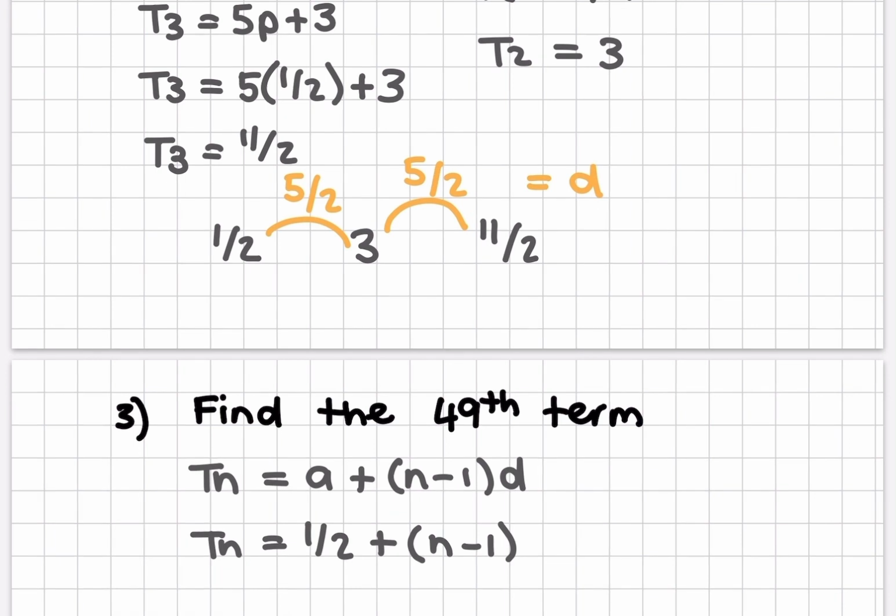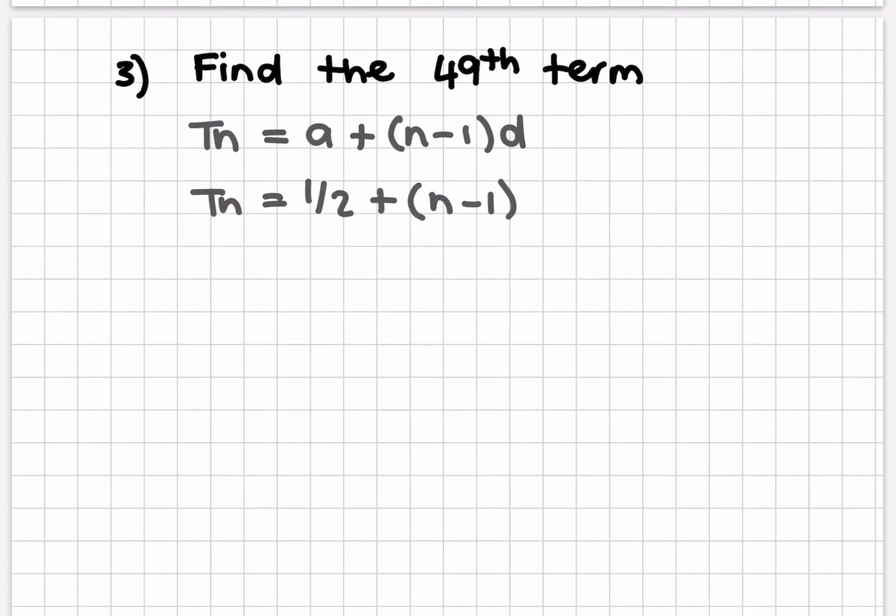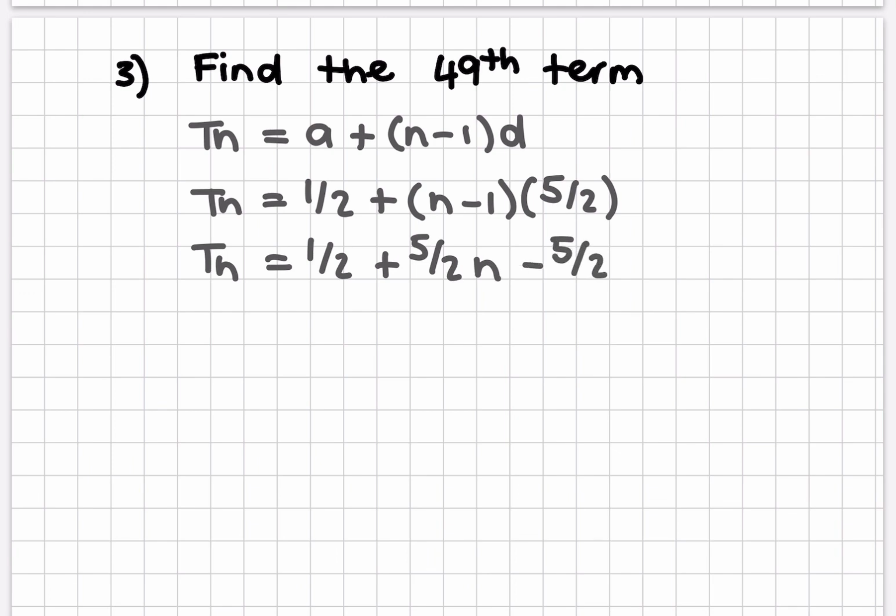It's equal to d. Right? We're adding 5 over 2 the whole time, which is the same thing as 2.5. So the constant difference is equal to 5 over 2. Okay, so let's solve this. We have Tn is equal to a half plus 5 over 2 n minus 5 over 2. So we have Tn is equal to 5 over 2 n minus 2.